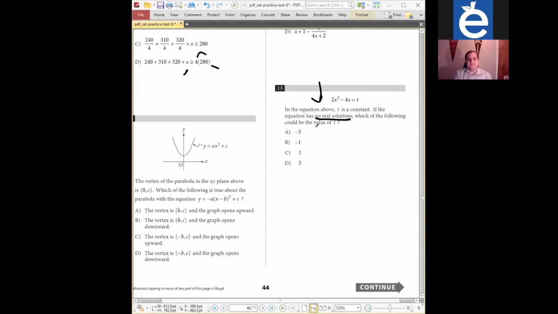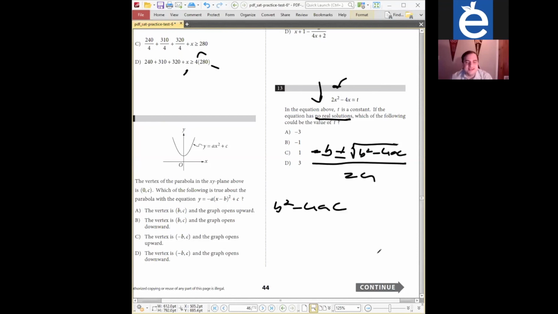As soon as you hit a point where you have a parabola, and it's asking you not what are the solutions, but how many solutions do we have, we are in discriminant land. So if you remember the quadratic equation, please remember the quadratic equation. Negative b plus or minus the square root of b squared minus 4ac, the whole thing over 2a, right? B squared minus 4ac is what's known as the discriminant. It will let you know how many real solutions there are.